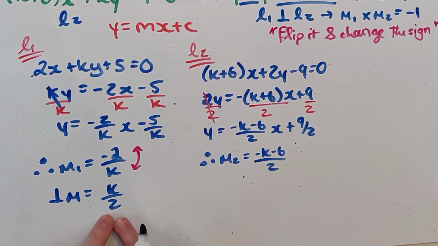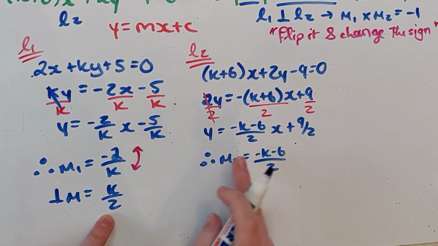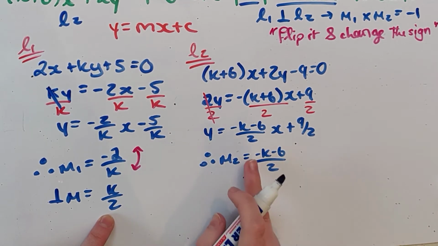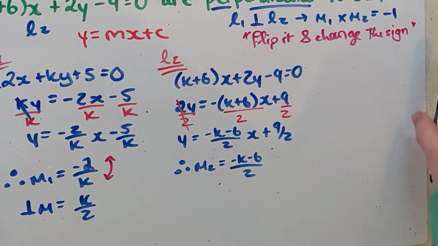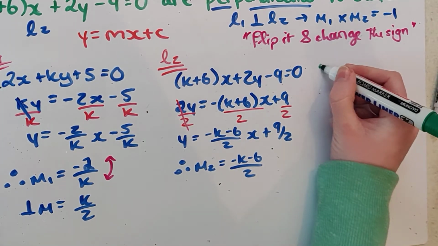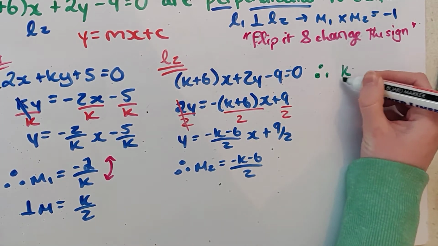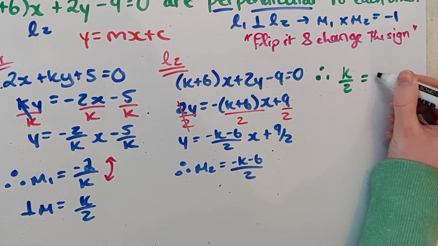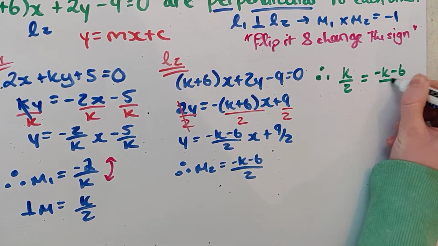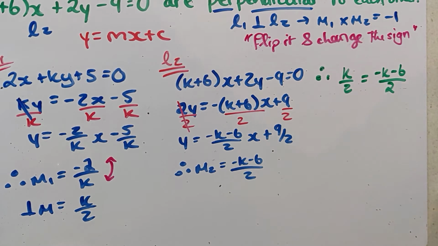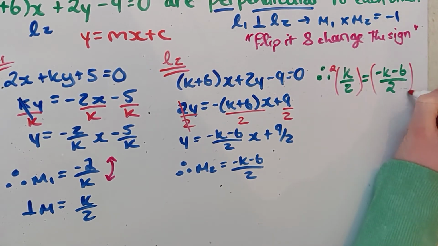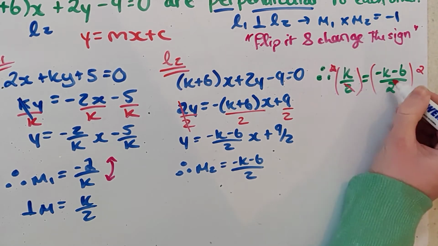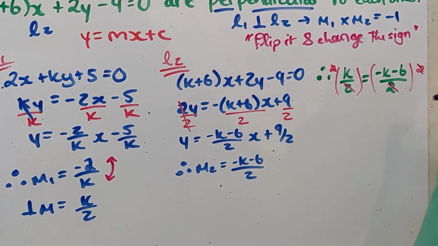And if that's my perpendicular slope, and I know that it's perpendicular to this guy, I now can say that this fraction is equal to this fraction. So moving over here, I'm going to now say, therefore, k over 2 is equal to minus k minus 6 all over 2. So the first thing I'm going to do here is multiply both sides by 2 to get rid of the fraction. So it's actually going to cancel on both sides, which makes it quite nice.